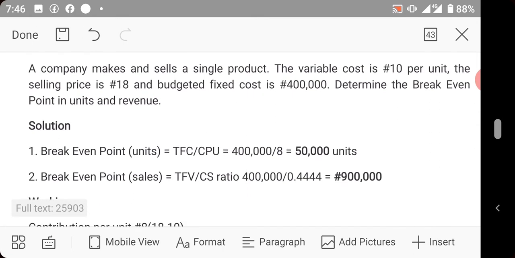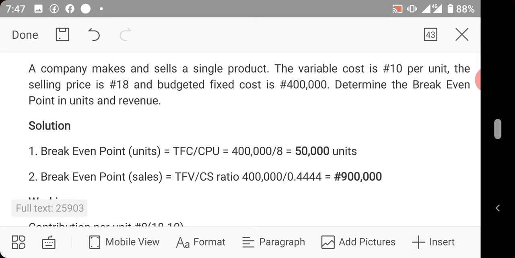So we now have, one, break-even point in units will be total fixed cost, which is 400,000, divided by contribution margin, which is 8. How do we get 8 as the contribution margin? We said 18 naira minus 10 naira will give you what? 8. So when you divide, you have 50,000 units. I hope that is simple.